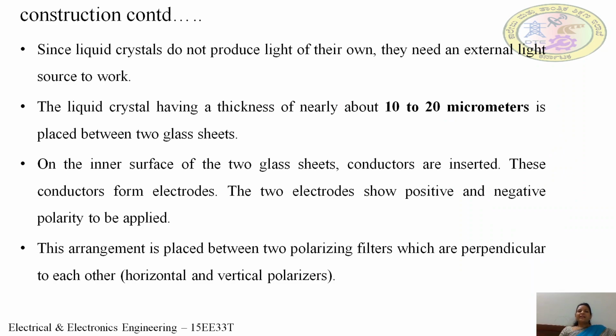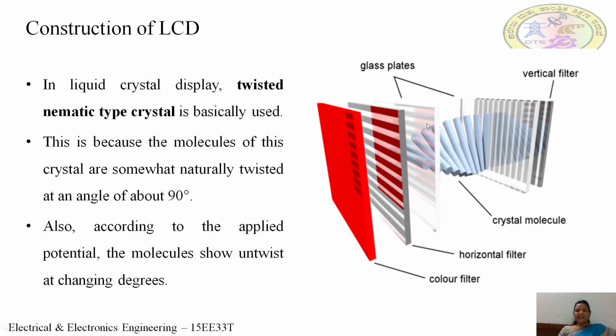So the liquid crystal layer, of about 10 to 20 micrometers, is placed between two glass sheets. As you can see, these are the two glass sheets, and on the inner side of these two glass sheets, electrodes are coated. One electrode forms the positive electrode and the other forms the negative electrode. And this entire arrangement of liquid crystal and the two glass sheets is placed between two polarizers which are perpendicular to each other.